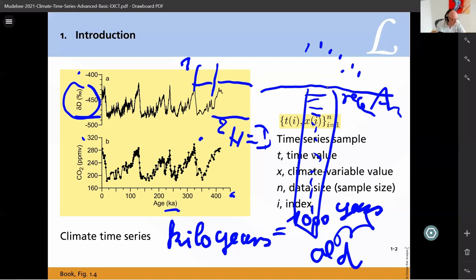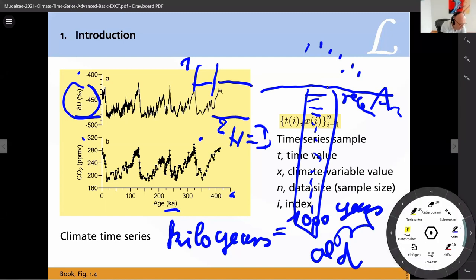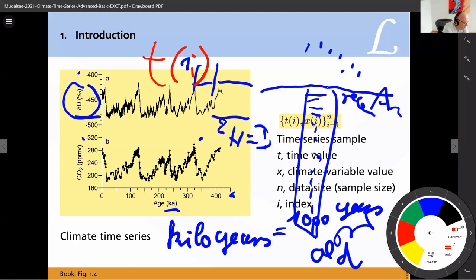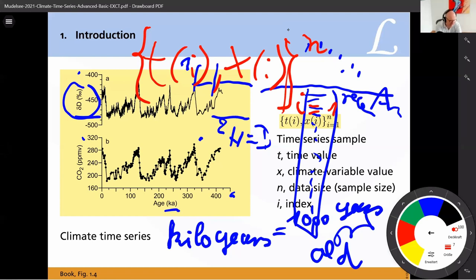Sorry, let me use another color, because I should give you the notation again, which I overwrote here. T(i) is a time value, and X(i) is a thing we measured. Then we make these curly braces, and the counter is i, which runs from 1 to n, and n is the sample size. We have n data points. Later we have a look at the caption for that figure.